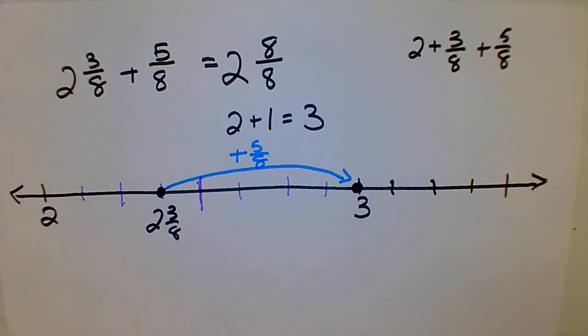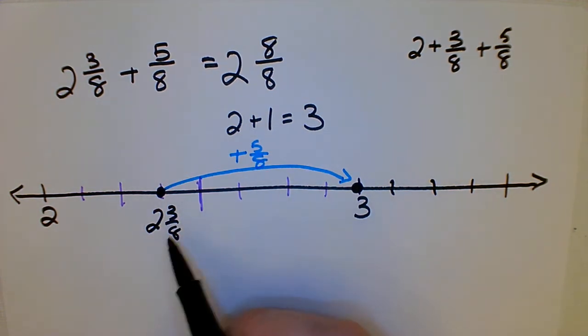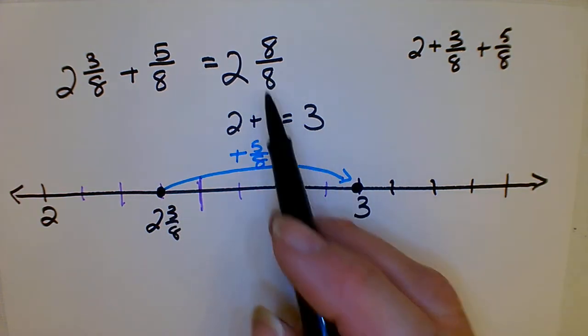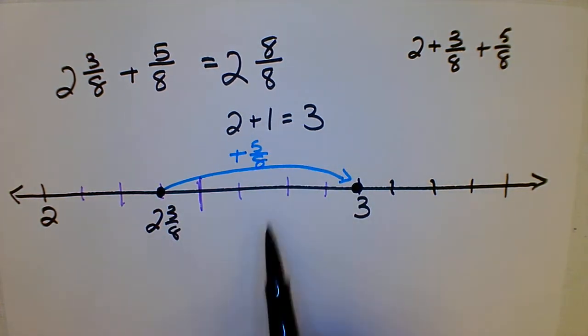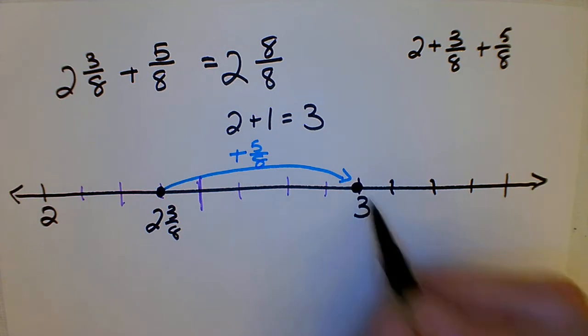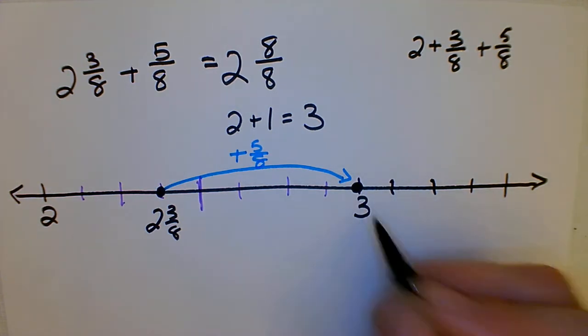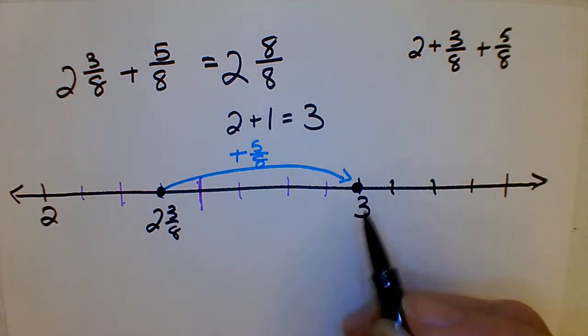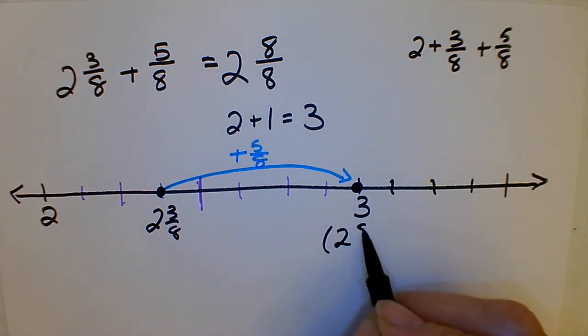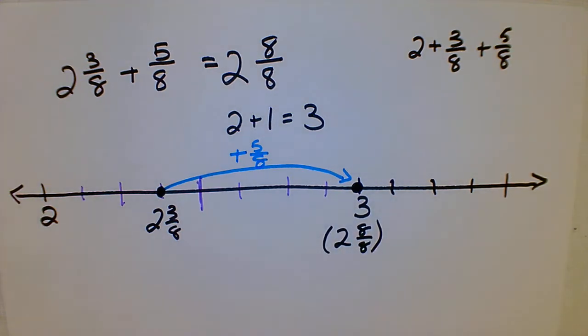And where did we land? We landed on 3. Because 2 3/8 plus 5/8 gave us 8/8, or 1 whole. So we got all the way up to that next whole number here, right? And so this is our answer. It's actually already there. I don't need to write it. But I'm just going to write here that that would be the same thing as 2 8/8, just so we can see that.